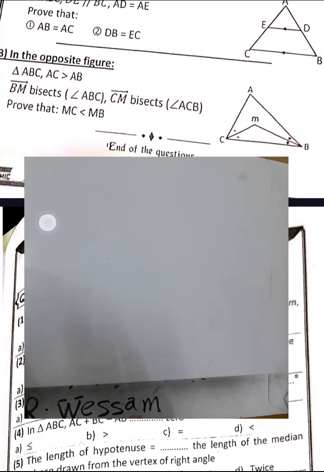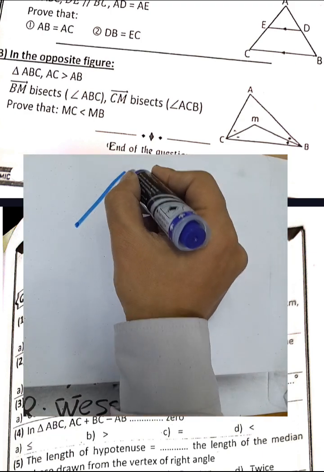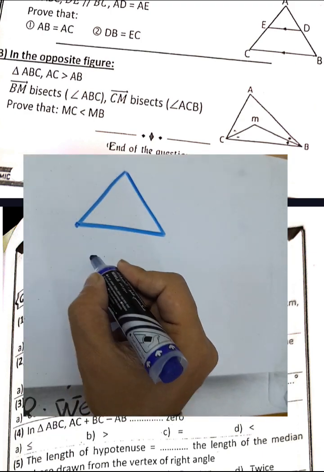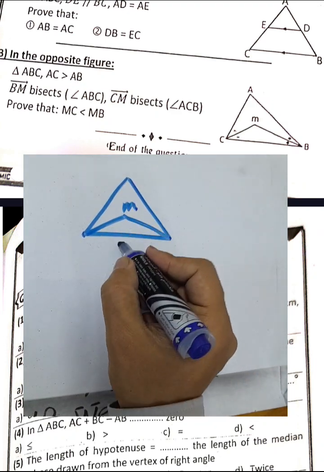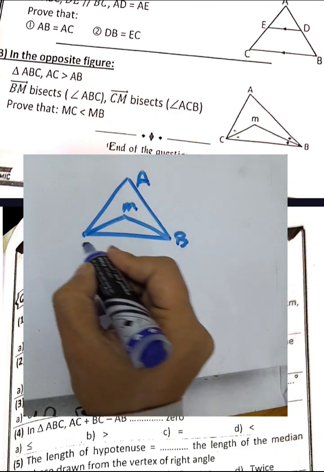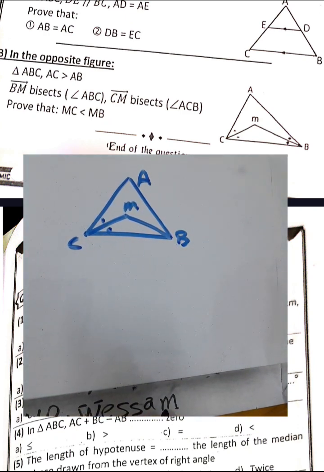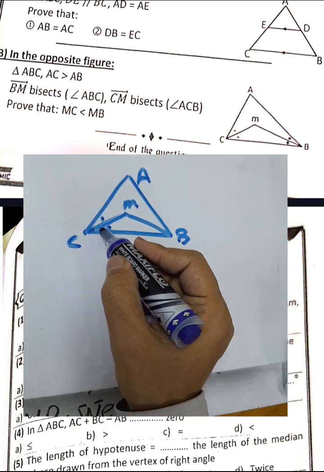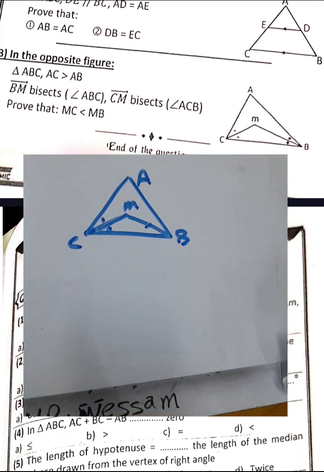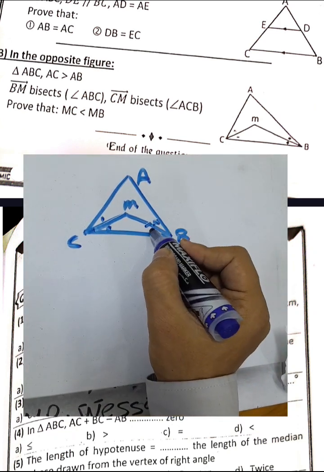Last question. Prove that MC is less than MB. We have triangle ABC, and this point here. It bisects its angles, and he wants to prove that MC, this side length, is less than MB. Okay, we can prove that, but we have to bisect this angle and this angle.